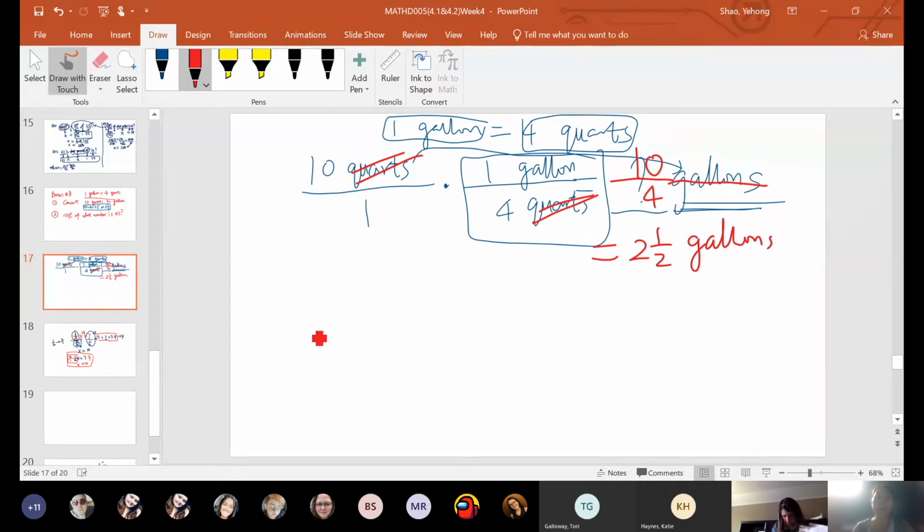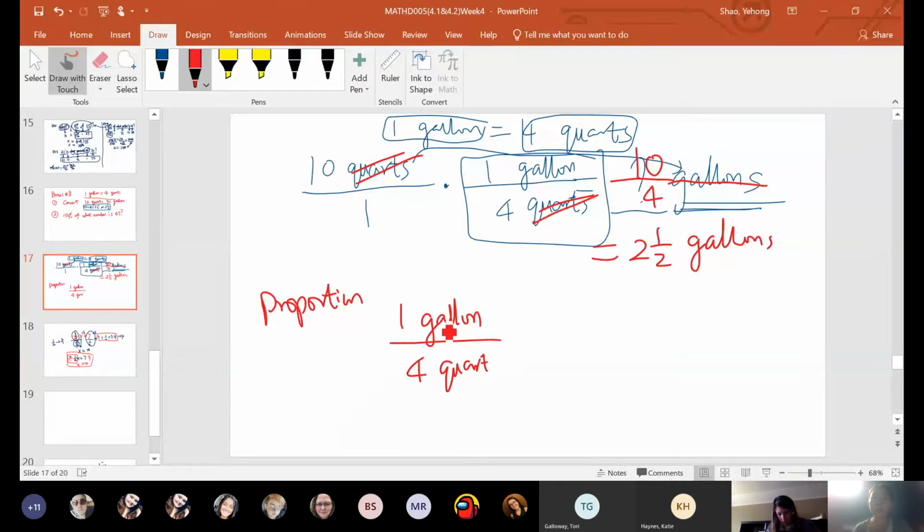The other way to do it is to set up a proportion. When you set up a proportion, you can always start with the conversion relation we have. So 1 gallon equals 4 quarts, right? So I can just put 1 gallon over 4 quarts. By the way, if you don't want to put the gallon or quarts there, you don't have to. You can just put 1 over 4.